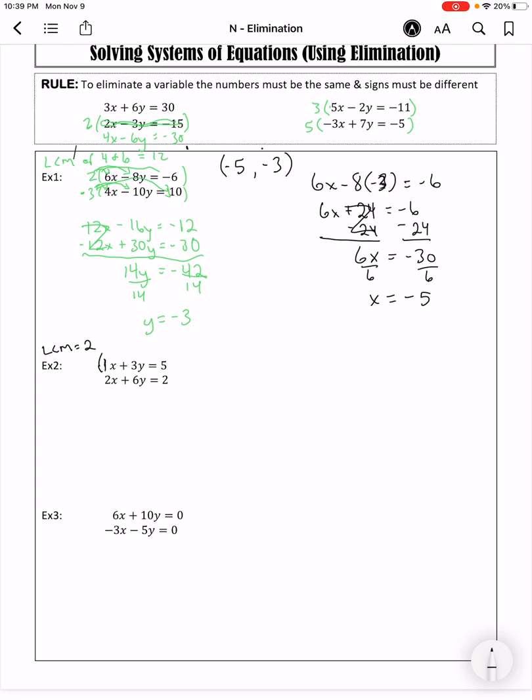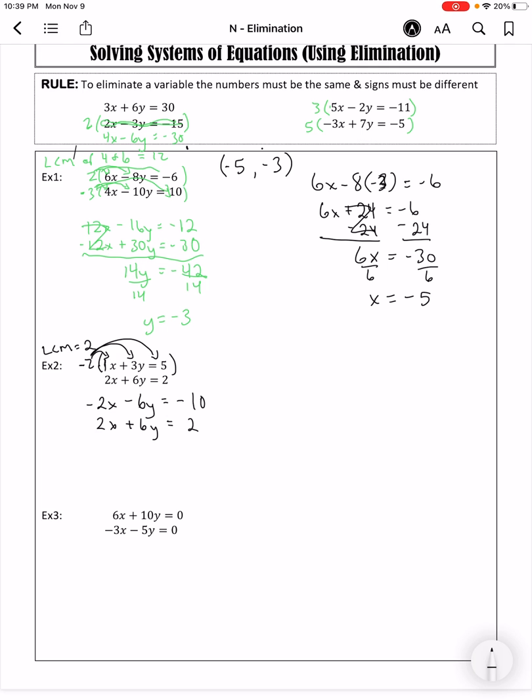But what I need to do is change the top equation by multiplying by 2. Because 2 times 1 is going to give me 2. But it still won't give me the opposite that I'm looking for. So I'm going to change that to a negative 2. Again, I want one of my x's to be positive and one to be negative. So a negative 2 times 1 is a negative 2x. A negative 2 times 3y is a negative 6y. A negative 2 times 5 equals a negative 10. Again, I don't have to change the second equation because it's the number I already needed. So 2x plus 6y equals 2.